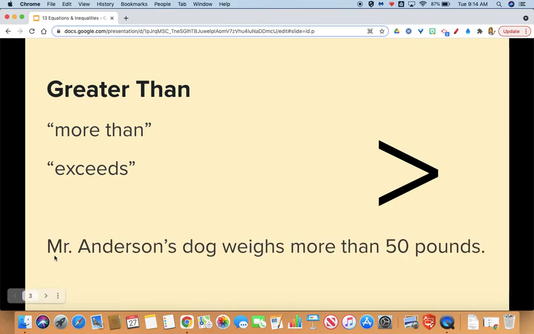If we have Mr. Anderson's dog weighing more than 50 pounds, we could represent that with this symbol. Maybe we don't know his dog's exact weight, so we could put D for the dog's weight, and that is greater than 50 pounds. Whatever his dog's weight is, we'd place that here, and this would be a representation of his dog's weight being more than 50 pounds.